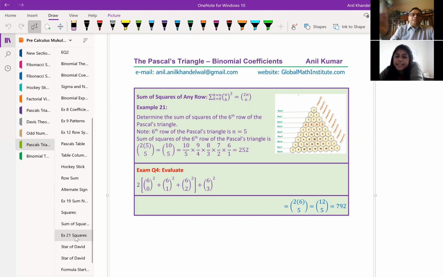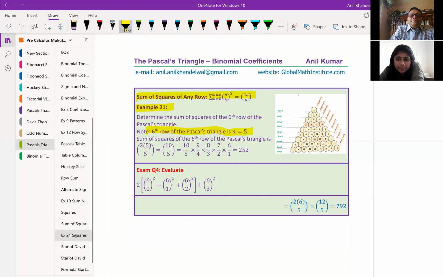Okay. So we'll just take 2 more examples to end our lesson today. So now we have sum of squares, which we just learned in the previous slide. Example 21. Can you please read the question for me now? Determine the sum of squares of the 6th row of the Pascal's triangle. Note that the 6th row of Pascal's triangle is n equals 5.